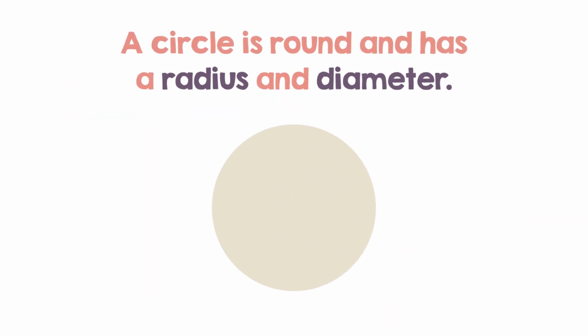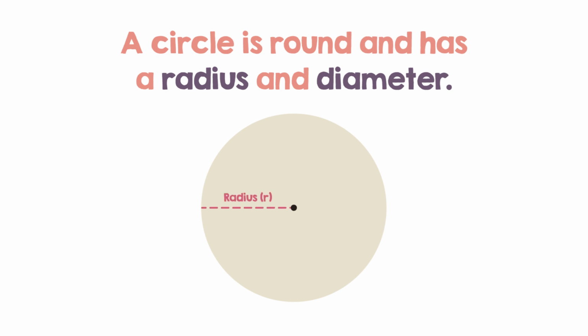A circle is a round shape with no corners. It has a radius, which is the distance from the center of the circle to the edge, and a diameter, which goes all the way across the middle.